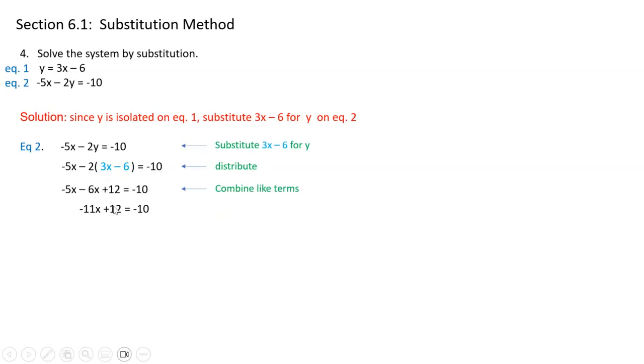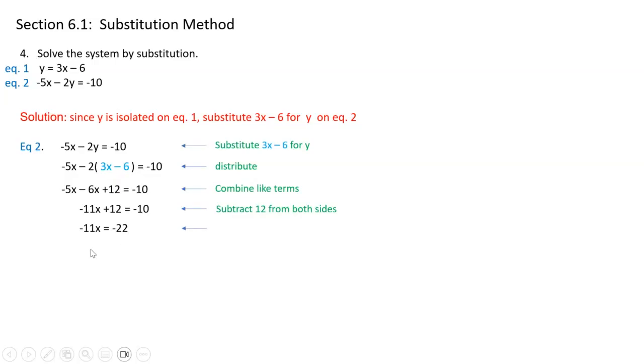My next step, I need to isolate the x, right? So we have to do two steps before we do that. So the first step is we subtract 12 to both sides. They'll give us negative 11x equals to negative 22 because on the left side, 12 minus 12 is 0. And negative 10 minus 12 will give us negative 22.